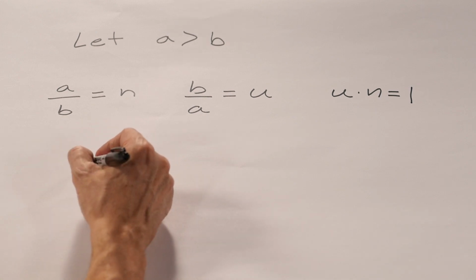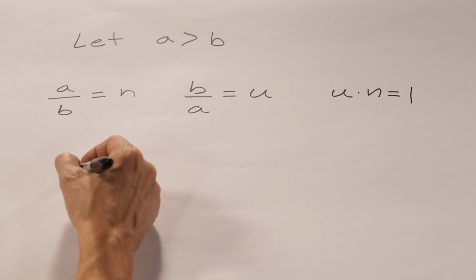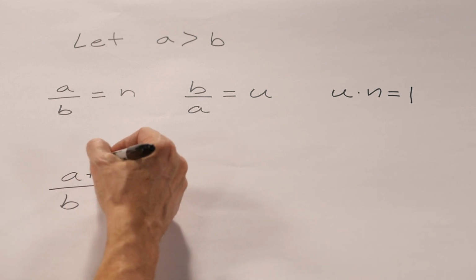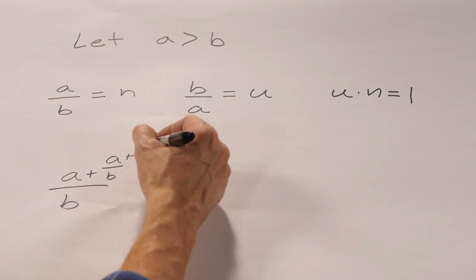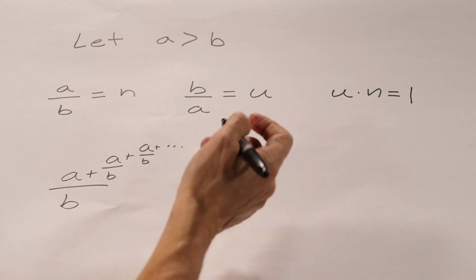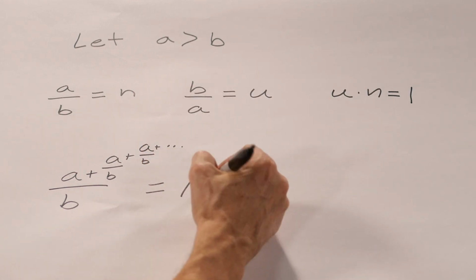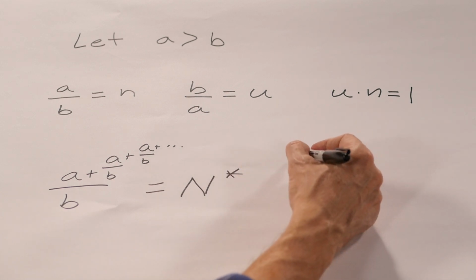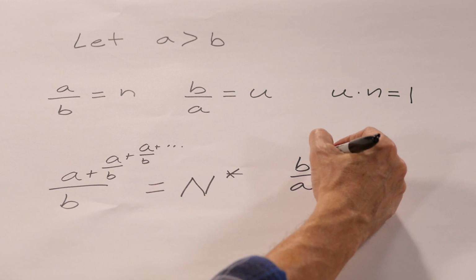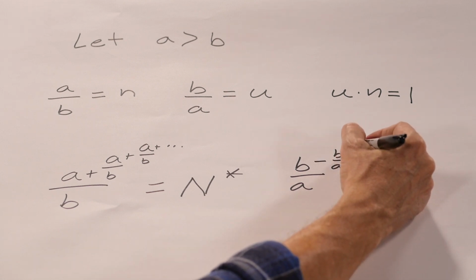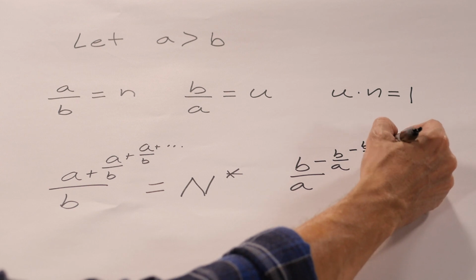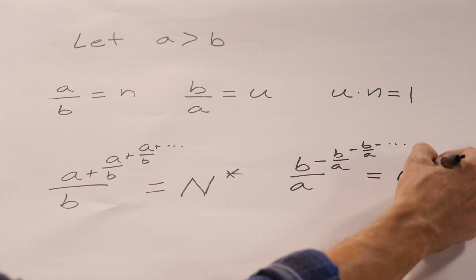What the significant difference is with the existics equations, what we do is we create two continued fractions, but the continued fractions carried out in the numerator rather than the denominator. So, for instance, A over B plus A over B plus A over B, infinitely carried out, that equals N star. And then, of course, B over A minus B over A minus B over A, so on and so forth, gives us U star.